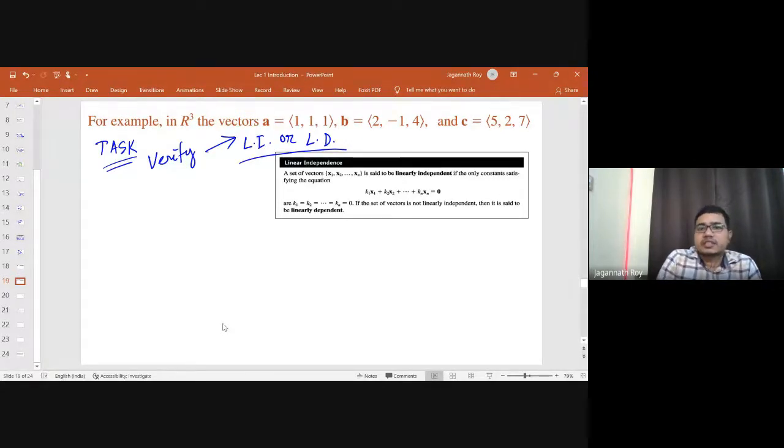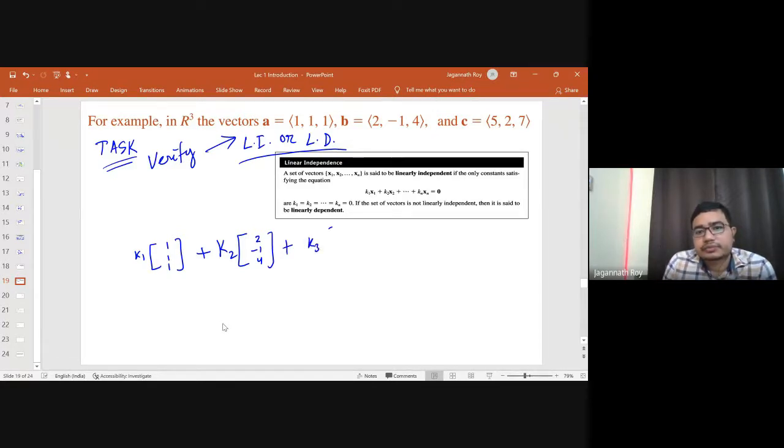Now, since this actually has three variables, it becomes very easy to calculate. For example, k1 times (1, 1, 1) plus k2 times (2, -1, 4) plus k3 times the third vector, with the vectors here being a, b, and c. Sir, they are linearly dependent, sir. Yes, yes, they will be linearly dependent.